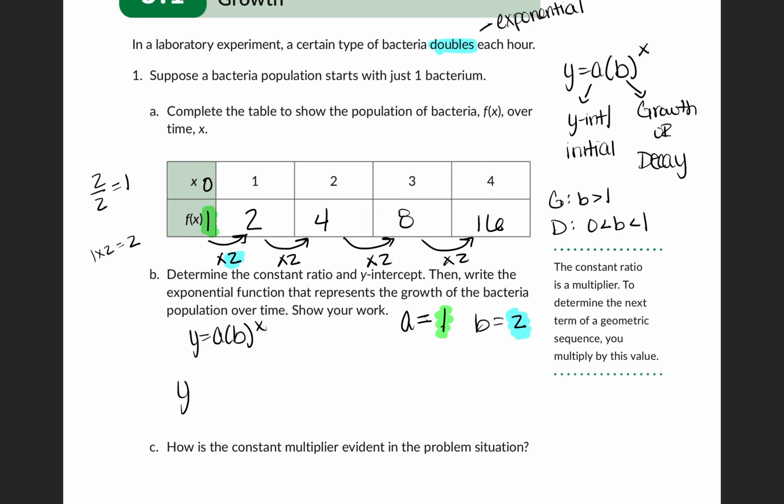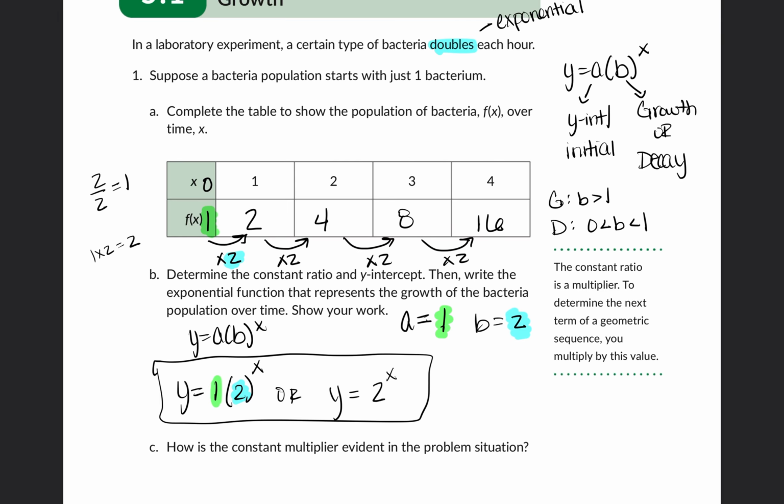Now I'm going to rewrite it. y equals 1(2)^x, because again, this is my b and this is my a. Now, in STAAR, they're not going to put the 1 because 1 is always invisible. So you're going to see it like this. It's all the same thing. Just make sure that you're making a note that it's the same thing.